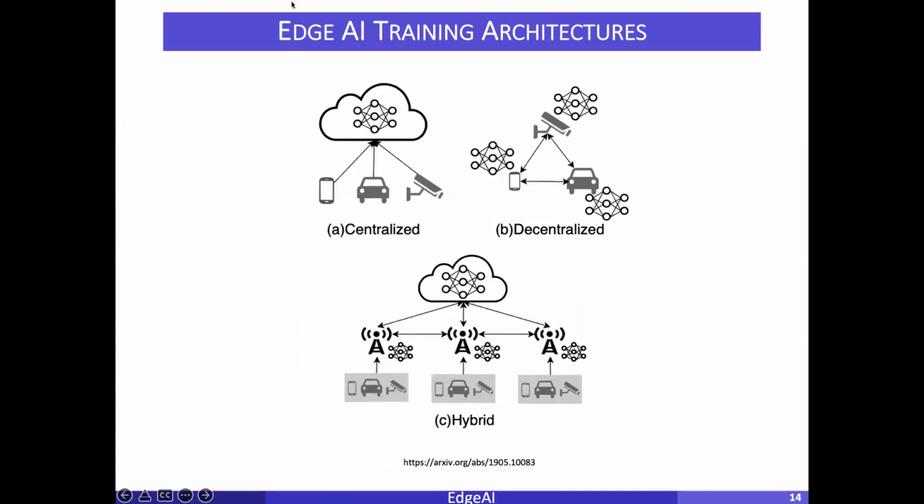So these are the training architectures we have. One is centralized, decentralized, and hybrid. When we talk about centralized, typically the training happens only at the cloud, right? All the data from mobile or different devices would be sent to the cloud, and there we do the training. And in decentralized, each one would do the training by itself, by looking at some others' data, right? And with the hybrid, you do it both at the edge and at the cloud.